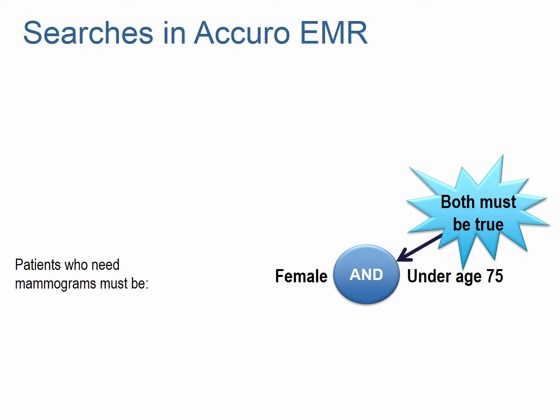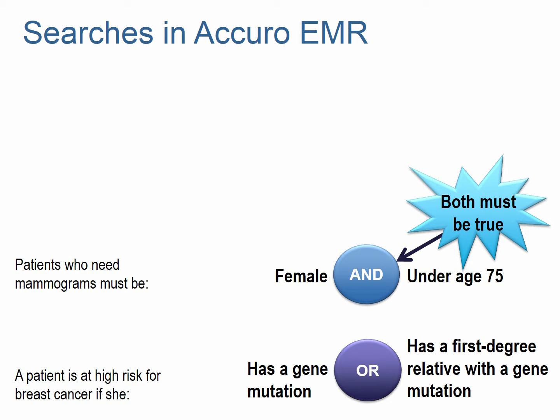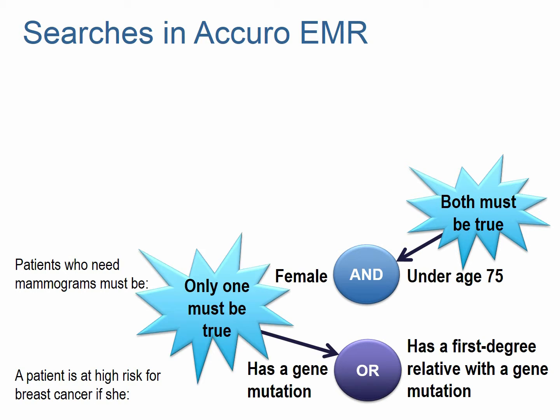You'll use or when only one of the two lines has to be true. So for example, if you're looking for patients who are at high risk of breast cancer, those patients could either have a gene mutation that increases their cancer risk or have a first-degree relative with a gene mutation. Either one of those will put the patient at high risk, but you don't need to have both.